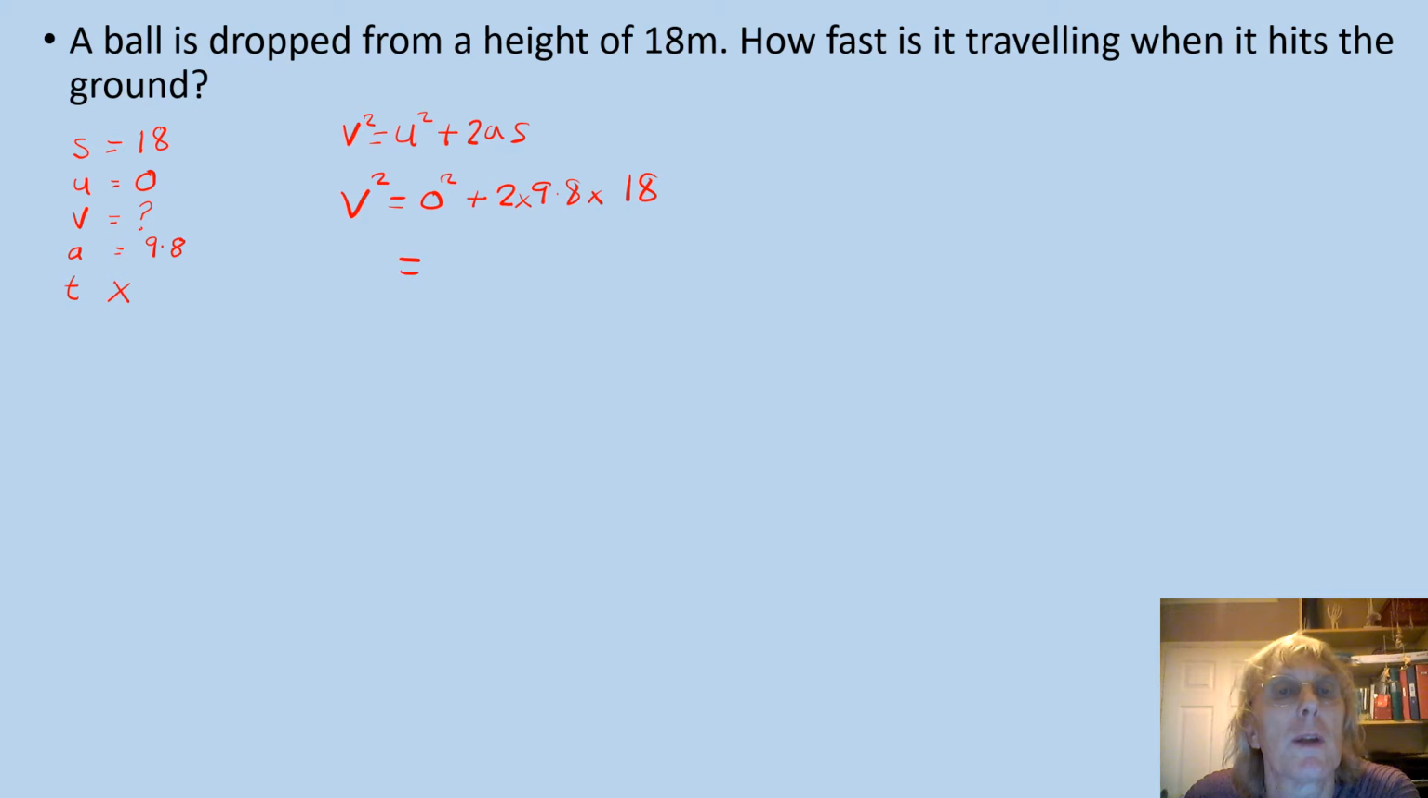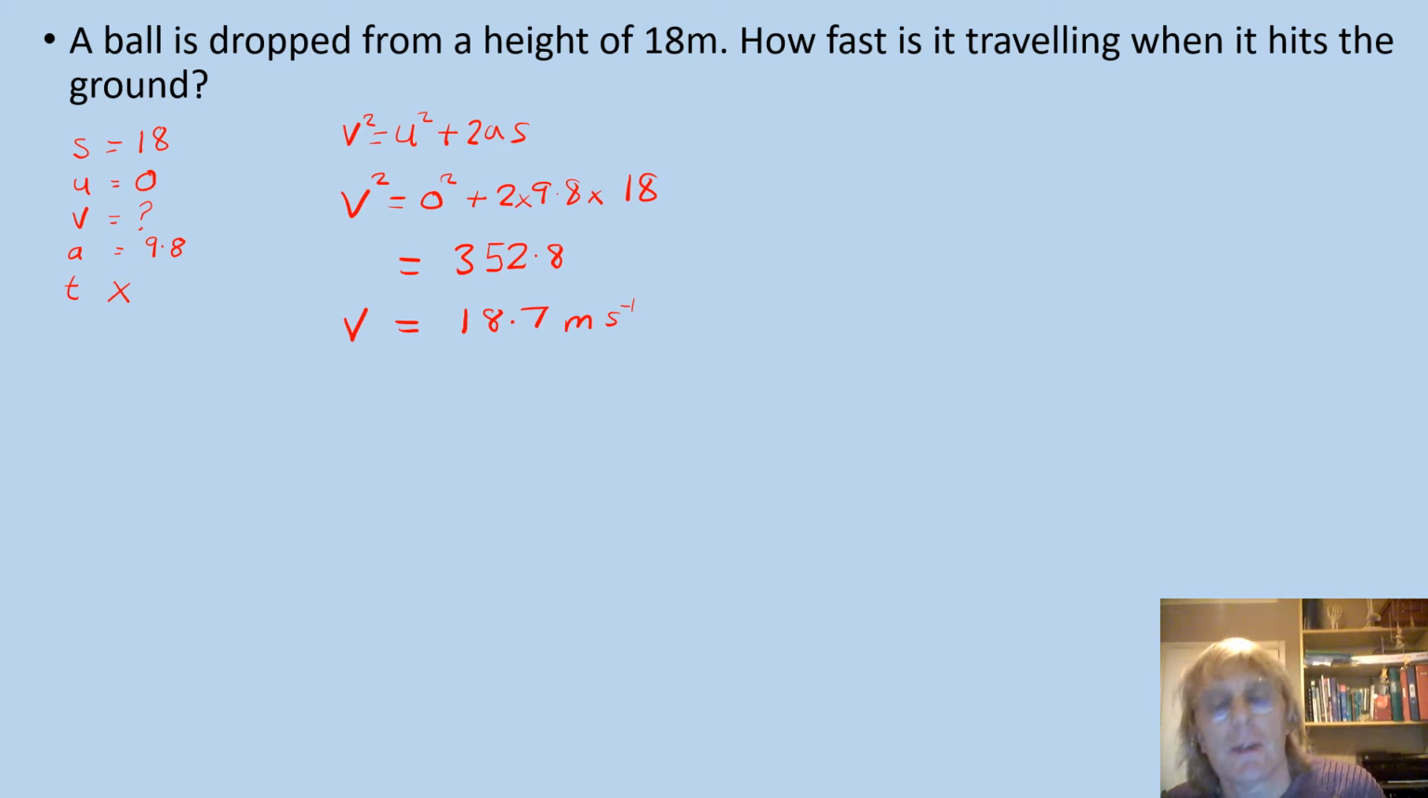So what does that come to? I'm just going to multiply that out. That comes to 352.8. But that's V squared, so V has got to equal the square root of that. So V equals 18.7 meters per second. Okay, so we've got that done.